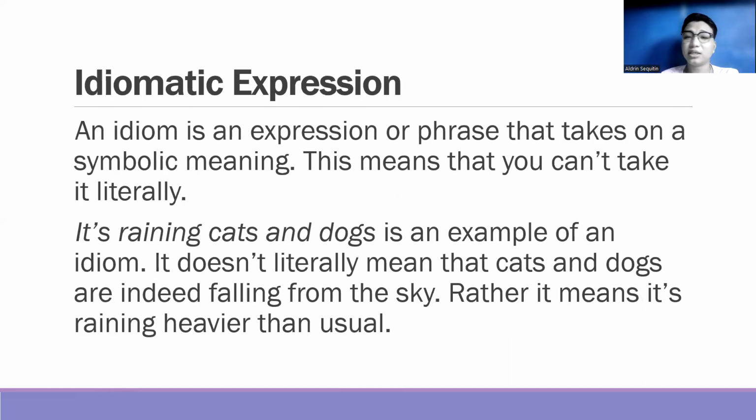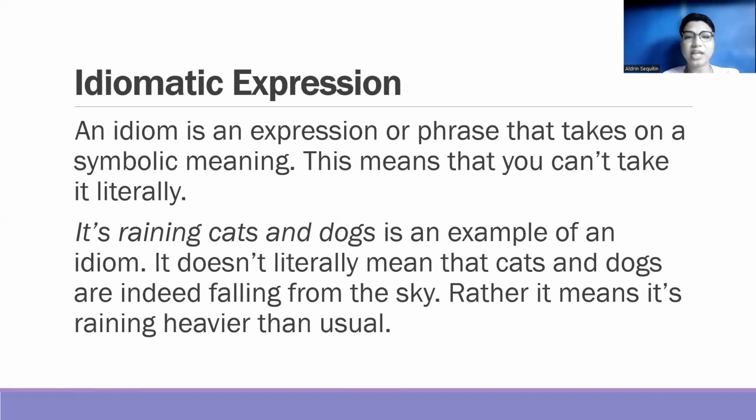So next would be idiomatic expression or idiomatic expressions. So these are statements, expressions, or phrases that take on a symbolic meaning. So these expressions should not be taken literally. So for example, the statement, it's raining cats and dogs is an example of an idiom. So here, raining cats and dogs doesn't literally mean that the dogs and cats are falling from the sky. But raining cats and dogs means heavy rain, or the rain is heavier than the usual rain.